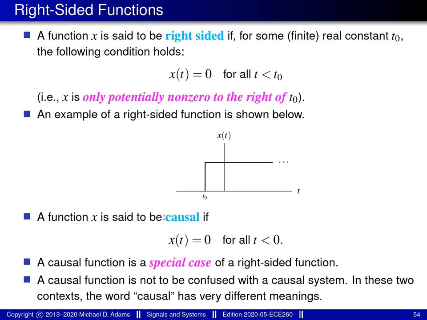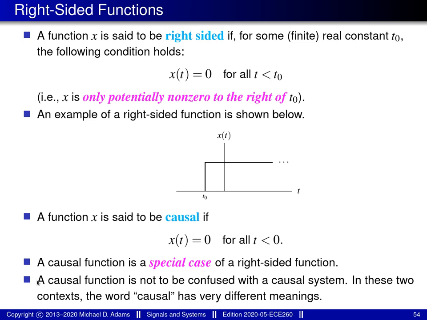Another term I need to introduce is the term causal. So a function x is said to be causal if it satisfies a relationship of this form. And all this is just a special case of a right-sided signal where the value t0 from up above is specifically the value 0. So essentially what this is saying is the graph of the function is 0 everywhere on the negative part of the horizontal axis.